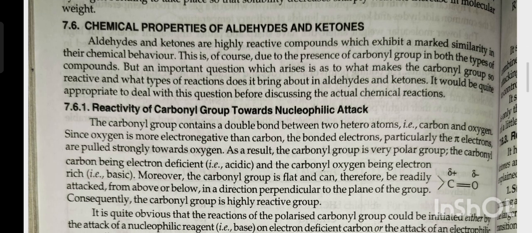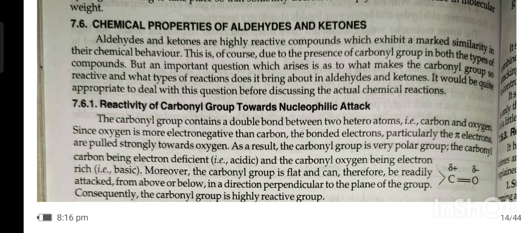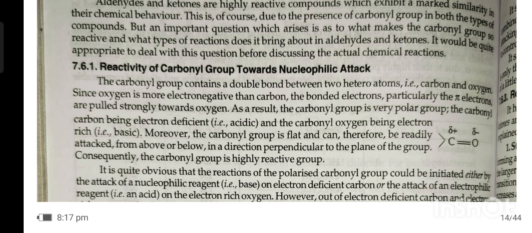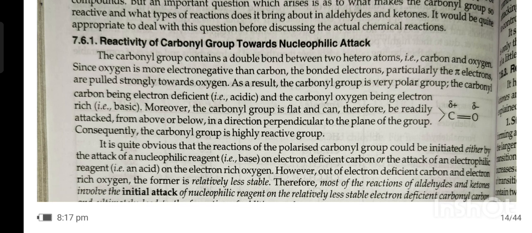Reactivity of a carbonyl group toward nucleophilic attack. The carbonyl group contains a double bond between two different atoms, carbon and oxygen. Since oxygen is more electronegative than carbon, the bond electrons, particularly the pi electrons, are pulled strongly toward oxygen. As a result, the carbonyl group is a very polar group, the carbonyl carbon being electron deficient and the carbonyl oxygen being electron rich. Moreover, the carbonyl group is flat and can therefore be readily attacked from above or below in a direction perpendicular to the plane of the group. Consequently, the carbonyl group is a highly reactive group.